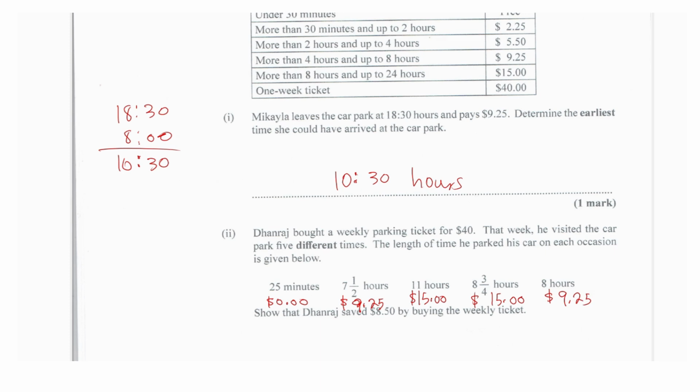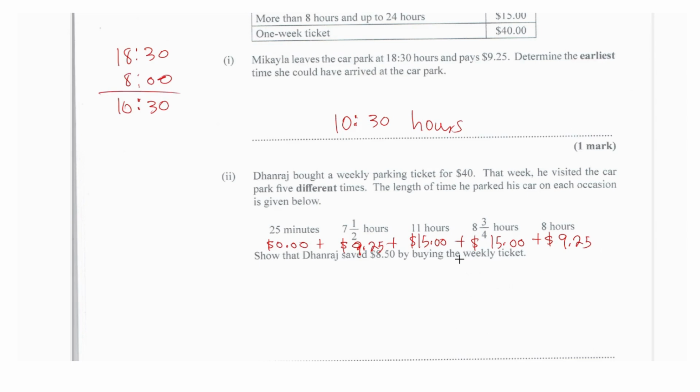So what we need to do is to find the total of this. Okay, and that gives us 15 and 15, 30 and 9, 39, 39 plus 9.50, that's 48.50. So that's 48.50. And if we subtract the $40 that he pays, he would have saved $8.50 as required.